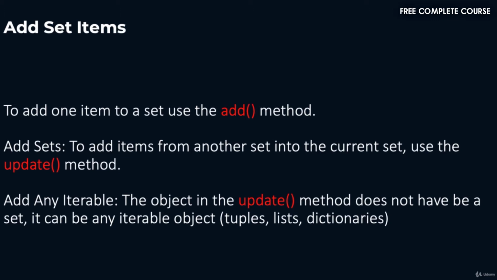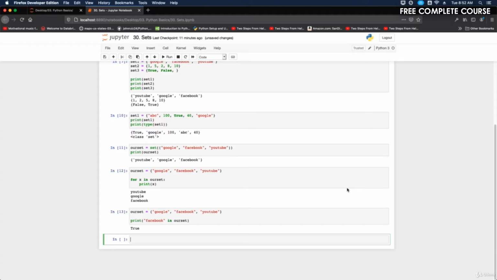Okay, so now that we know a little bit about how to add set items, let's jump into our notebook and do a little coding. All right, we're inside of our sets notebook, and we're going to be talking about how to add set items. To add one item to a set, use the add method. So let's do that.